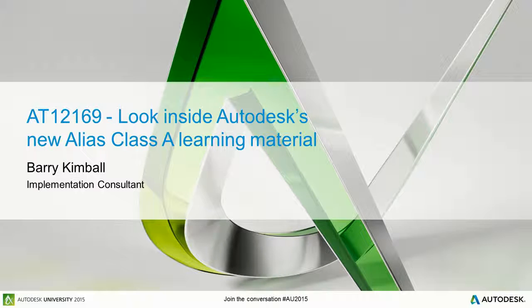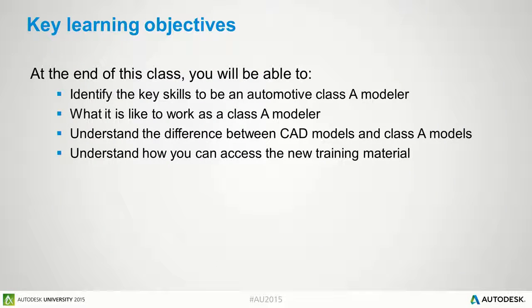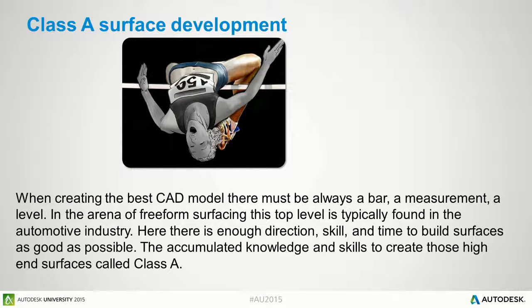So what we're going to basically look at today is some new learning material that we've created for the area of Class A surfacing. So, class summary, I think everybody's probably seen this already, but we're just going to take a look at what we've created, what is Class A surfacing, and discuss those two topics. So we should be able to identify some skills that Class A modelers need, what it's like to work as a Class A modeler. I'll just kind of talk about that a little bit. Understand the difference between CAD models and Class A models, and understand how you can get access to this new training material.